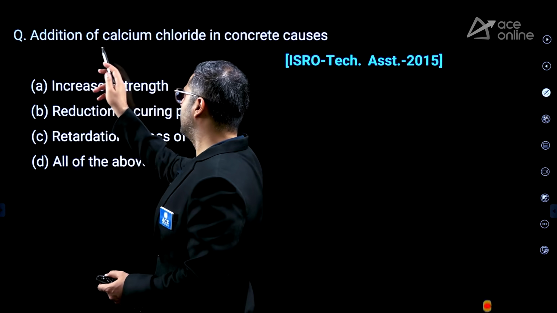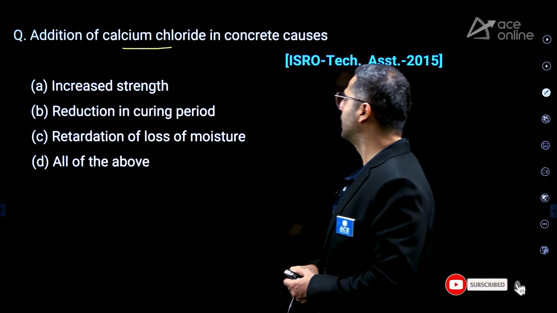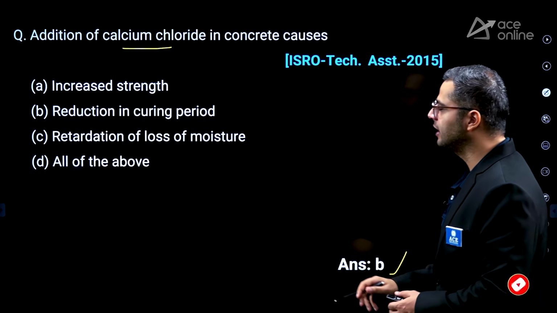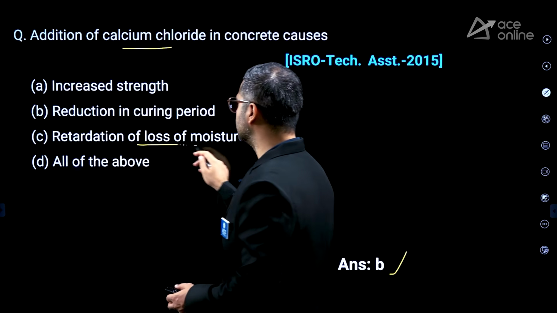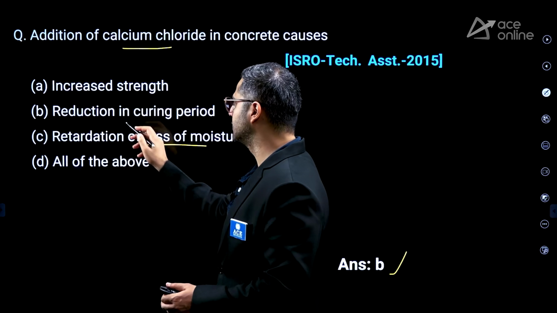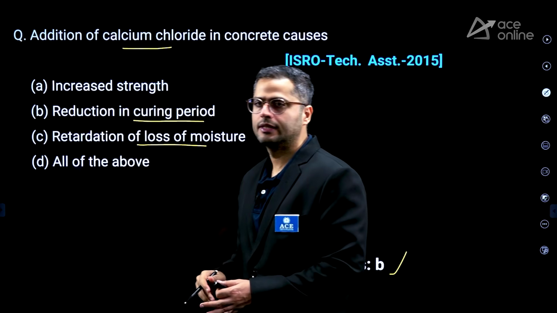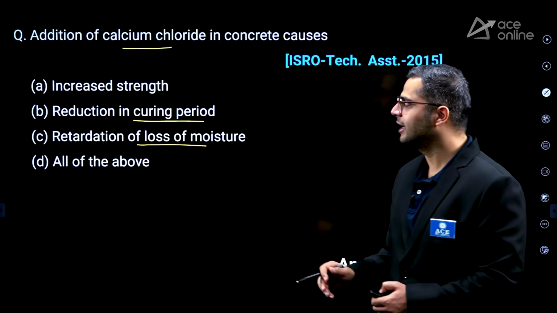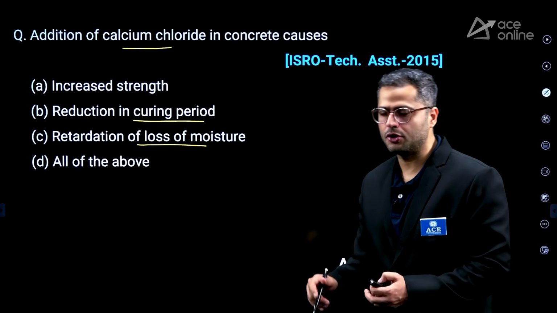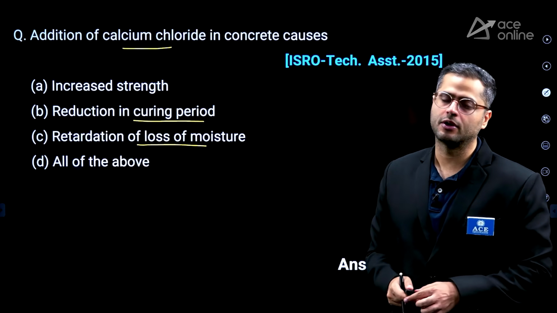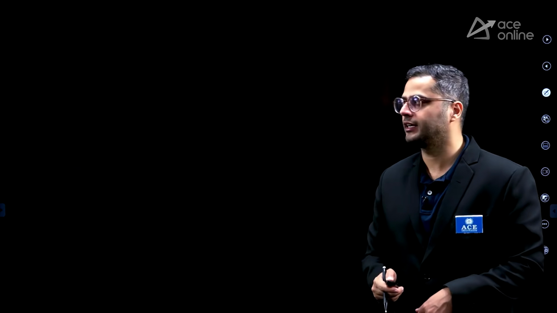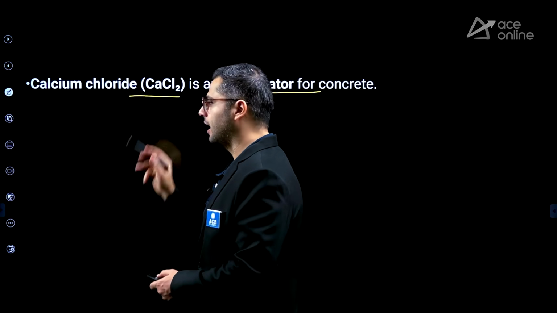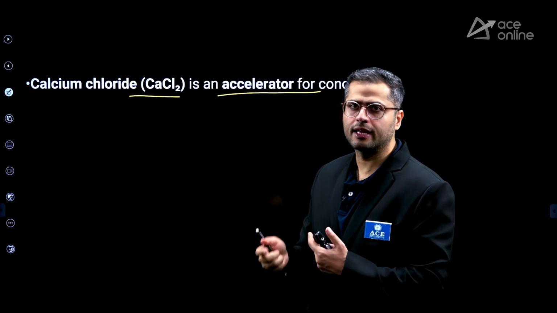Apart from that, the addition of calcium chloride in concrete causes. So calcium chloride addition actually causes a reduction of the curing period, right? Reduction of curing period will be witnessed. So actually calcium chloride is an accelerator. It helps in the rate of gain of strength, right? So the strength gain is quicker.